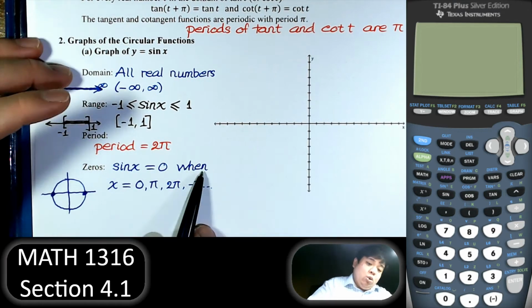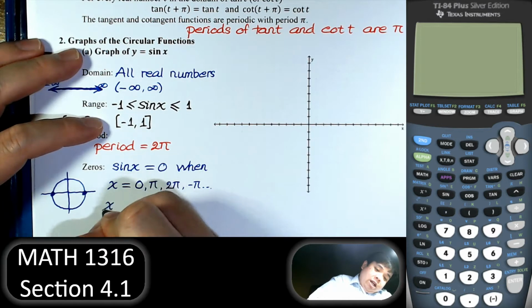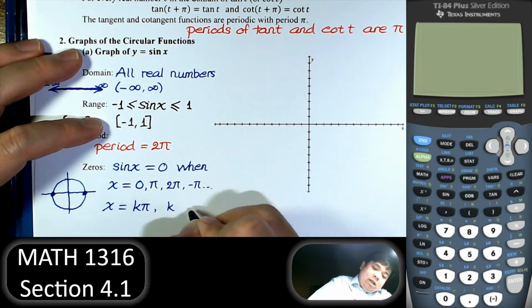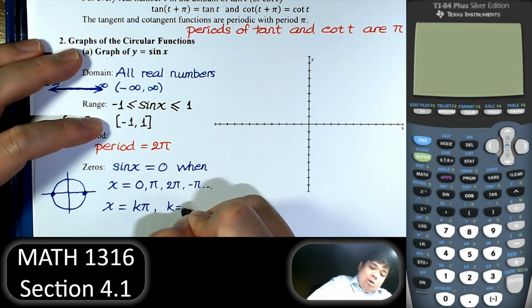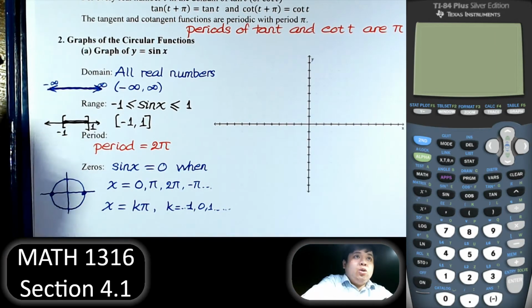So we write sine equal to 0 at these values. If we have sine equal to 0, we say x is equal to k pi, where k can be all the integers, -1, 0, and 1, and so on. So those are the zeros.